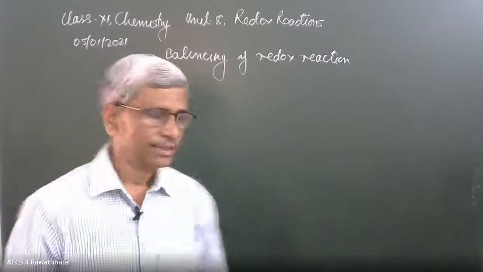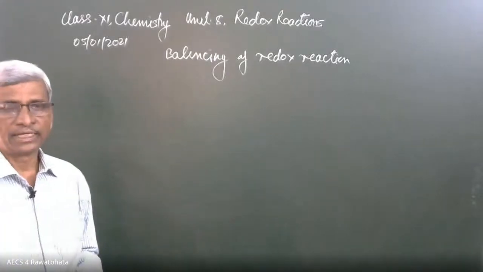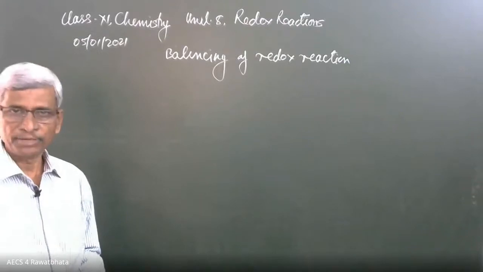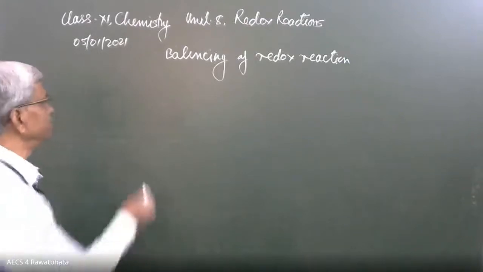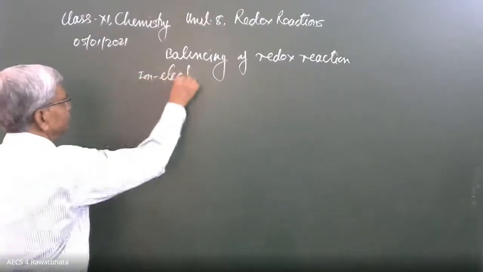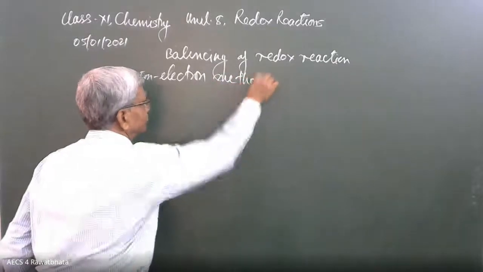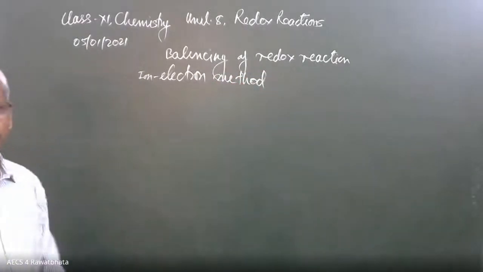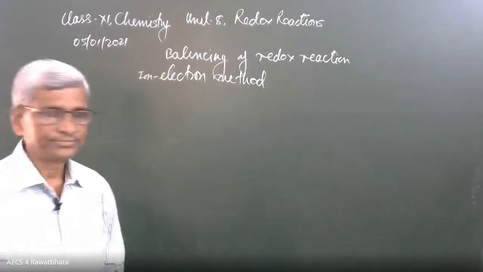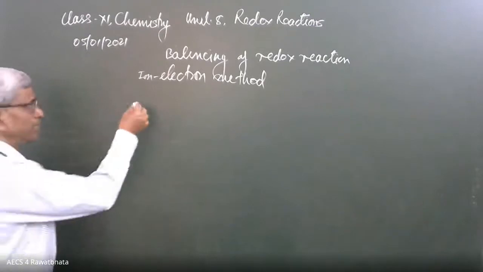Okay, beta? There are 2 methods: the oxidation number method, and another method is the ion electron method. Today I am going to take the ion electron method. This is one of the most common methods to balance the redox reaction. I am going to take an example, a very common example.